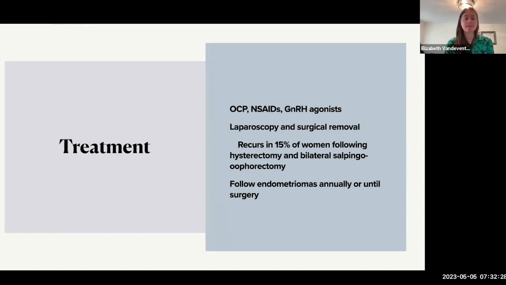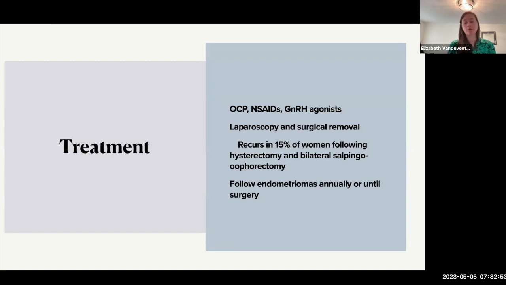The issue is that, as we talked about in the beginning, no one is really sure how it occurs. And particularly if we're thinking that there's some sort of induction or metaplasia element, it's possible that this can recur, and it does tend to recur in about 15% of women, even after they've had a hysterectomy and bilateral salpingo-oophorectomy.